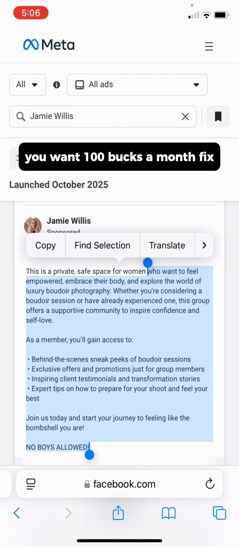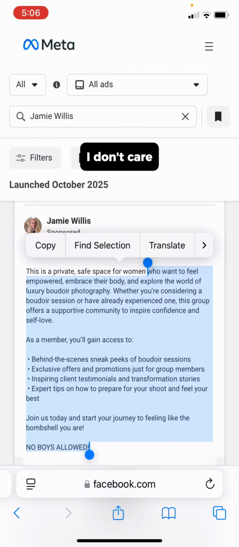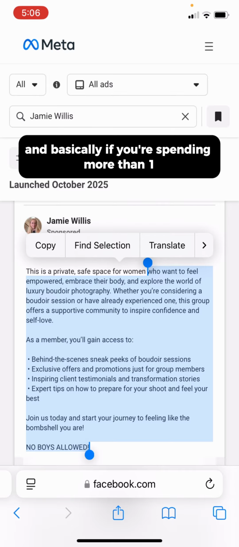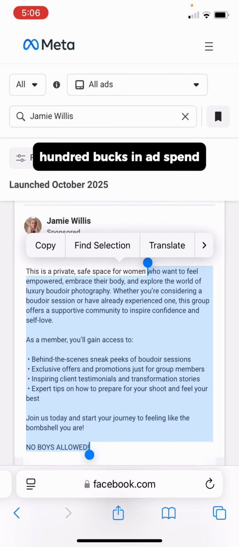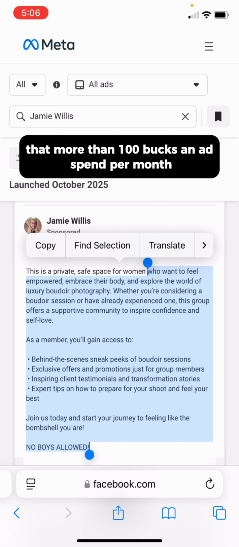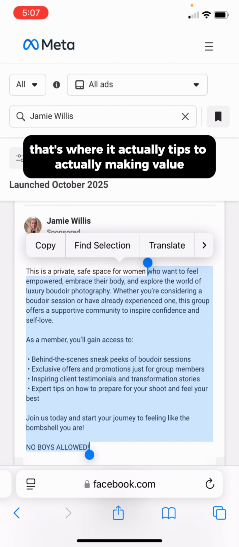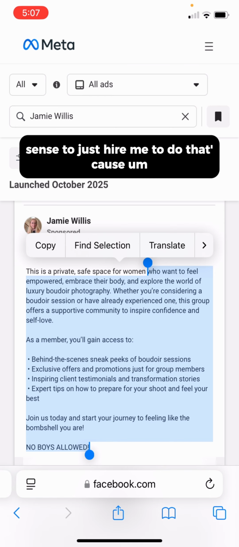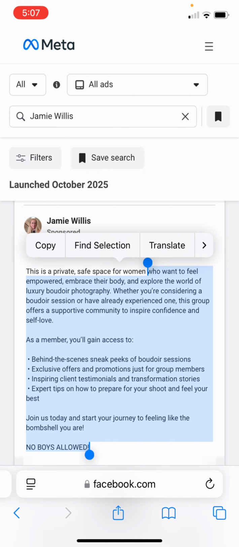You want $100 a month fix, and you can collab with me as much or as little as you want. I don't care. And basically, if you're spending more than $100 in ad spend per month, that's where it tips to actually making value sense to just hire me to do that, because we'll be way more efficient with the ad spend.